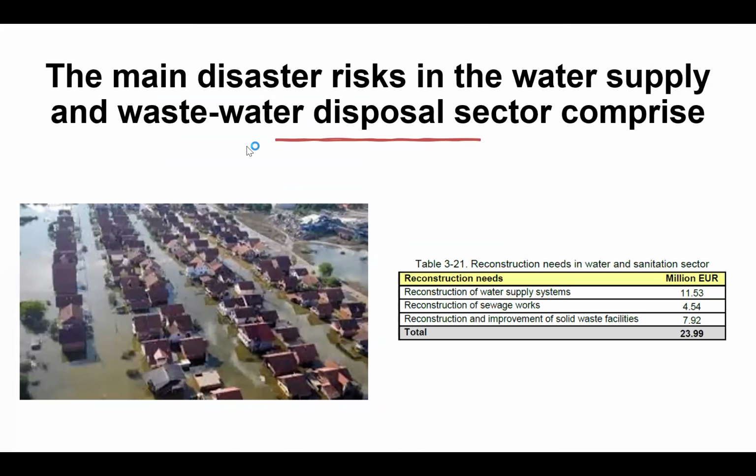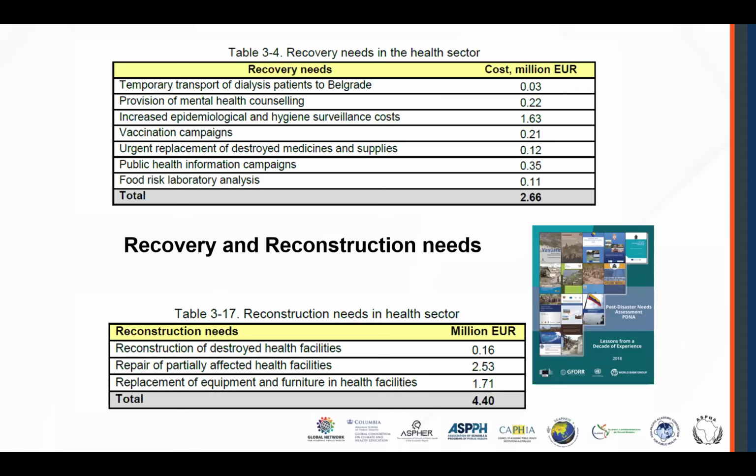Also, it's very important to discuss the wastewater disposal sector, and this is very important because of prevention of zoonosis and other epidemiological risks. Recovery needs after all in the health sector were a temporary transport of dialysis patients to Belgrade, provision of mental health counseling, increased epidemiological and hygiene surveillance costs, vaccination, urgent replacements of destroyed medicines and supplies, public health information campaigns, and food risks laboratory analysis.